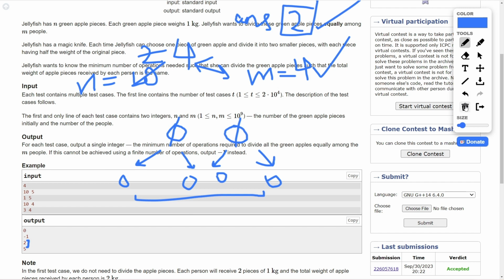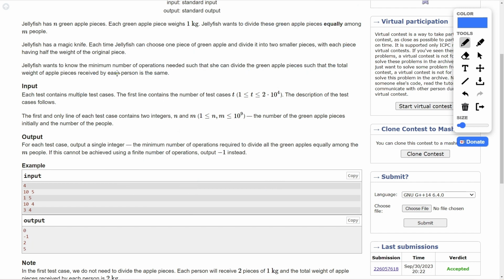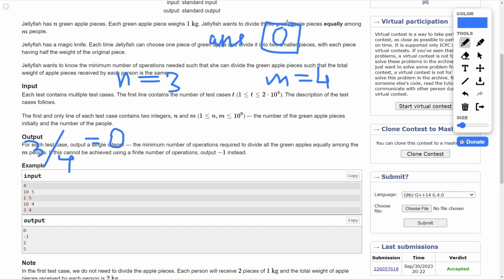Okay, let's take one more example where n is 3 and m is 4. Can we divide anything at the beginning? Can we just give some people some wholesome pieces of apple? No, we cannot. 3 by 4 is 0. We cannot give anything. Suppose we have an answer variable which is 0 at the start. We cannot give anything, no problem.